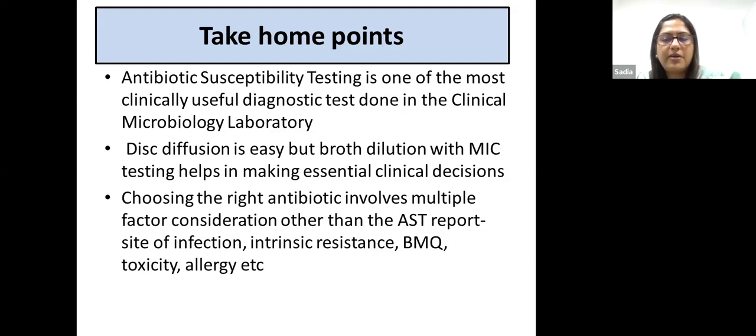And when we choose an antibiotic based on our AST reports and interpret them, it is important to understand that merely on the basis of an AST report, we might not make a good choice. It is important to see the site of infection, intrinsic resistance, BMQs, toxicity, allergies, etc. There are many other things which come along with interpreting these reports, or your daily rounds will throw up cases of intrinsic resistance or surrogate markers. Discussion with the clinical microbiology lab will always help you in deciding what antibiotics may work for a particular case.